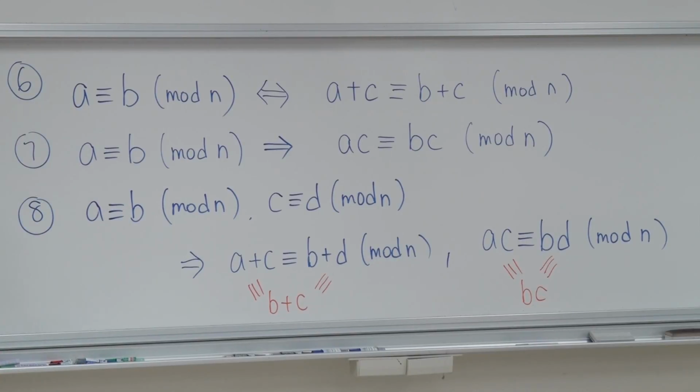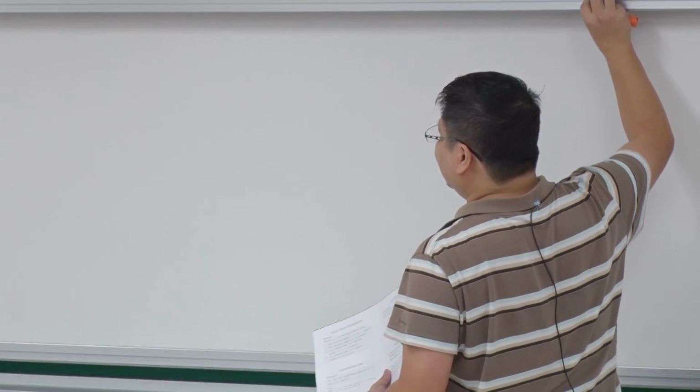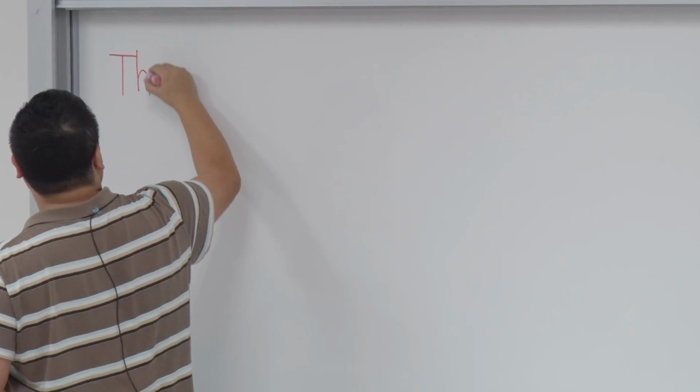But in modular arithmetic, we don't have division. We don't have division. We can have a restricted type of division. So let's see. So this is a special case where we can have division. So we have a theorem.